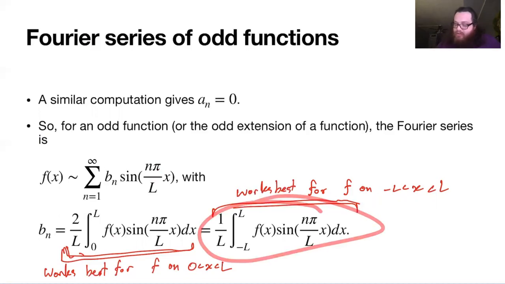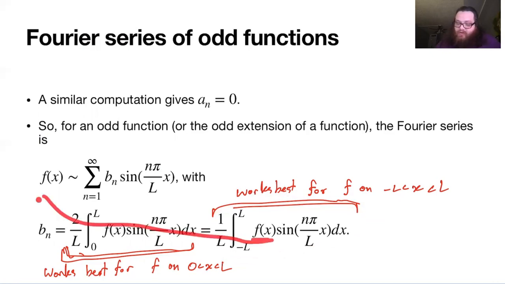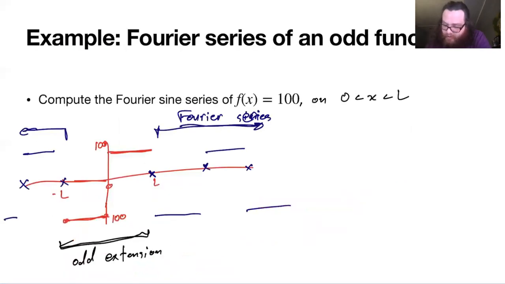But looking at this formula, we just see f of x, which we can go back and say, well, sure, that was the function that we started with. And so we run the risk of using the wrong definition of f. If you plug in f equal to 100 on the interval negative L to 0, you're going to get an incorrect result. And so that was the point: be careful which formula you're using, depending on the information you're given about the function to start with. But anyways, that's the Fourier sine series of this function.